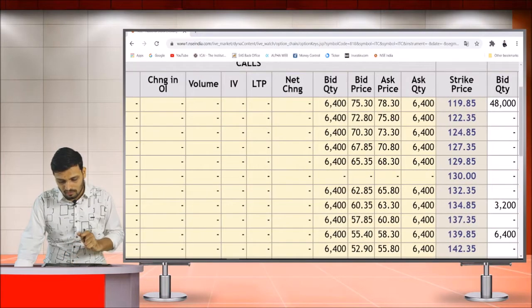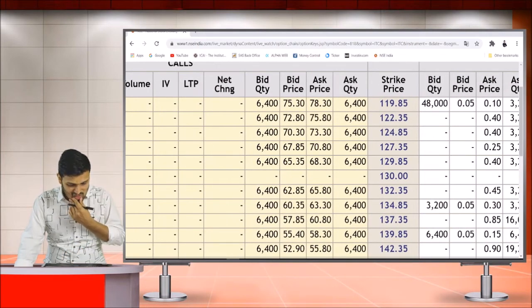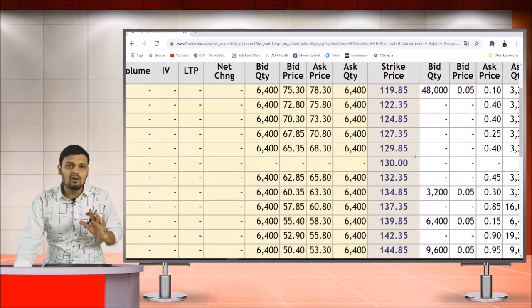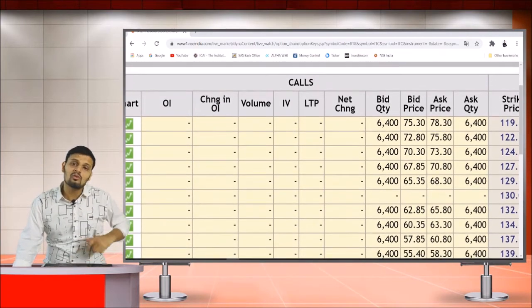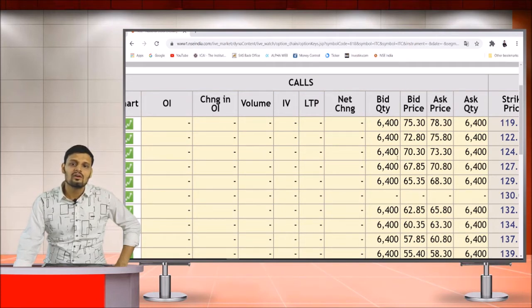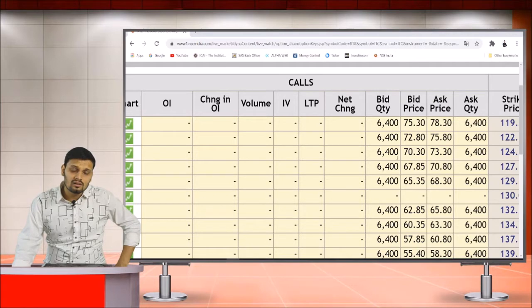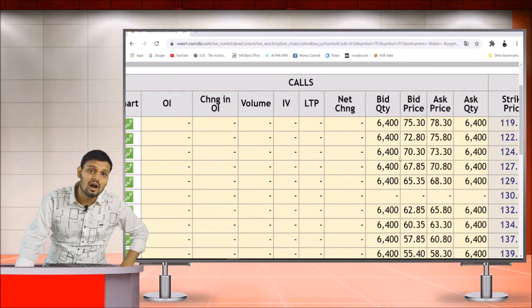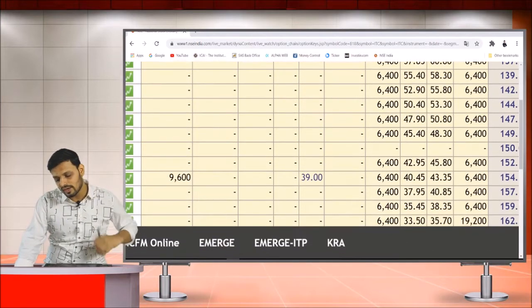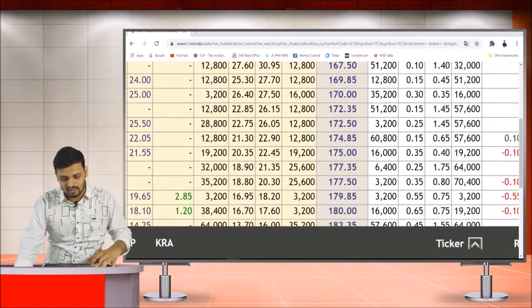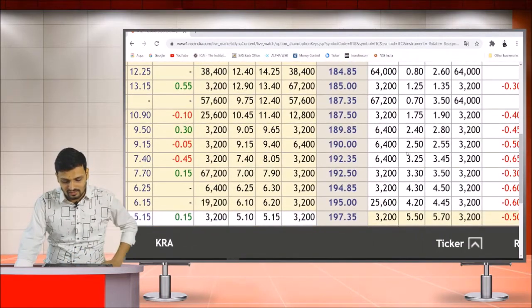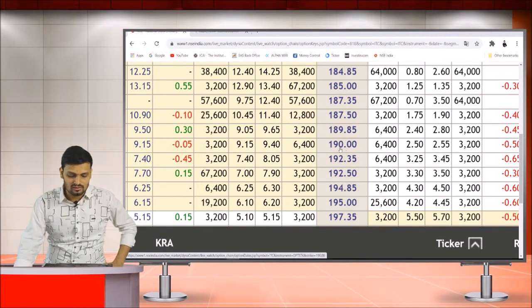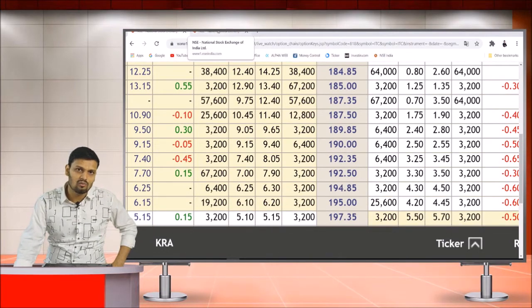Now coming down, you want to buy a call option. Let us say you want to buy a call option not at 196. You want to buy a call option at 190. How much? 190. Sir, what are you telling, sir? Is that possible? Yes, it is possible, dear. You just go to the 190 strike price, which is here, and click on this. 190 you want to buy.